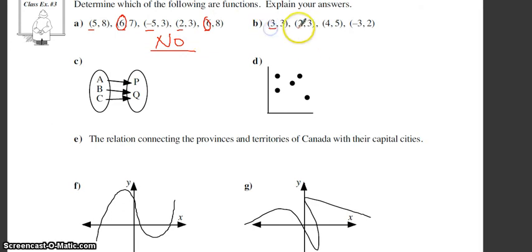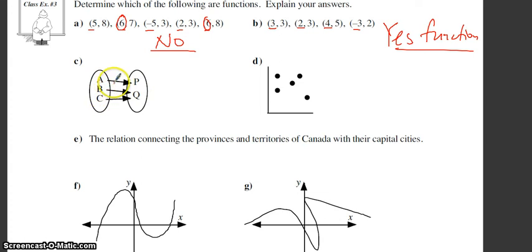Second one: 3, 2, 4, -3. All the inputs are unique, so there's only one output. For every input there's only one output. Yes, it's a function. All right, look at number C.